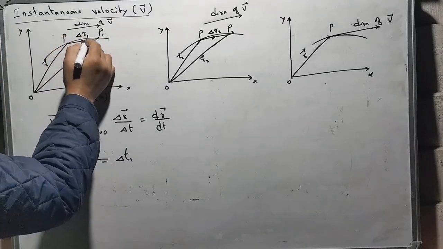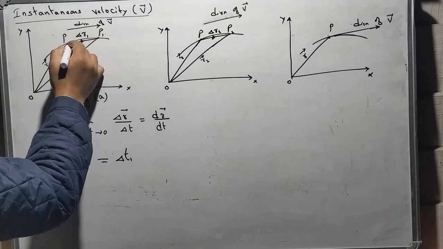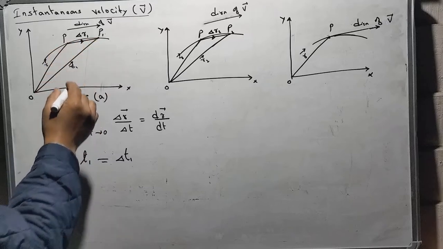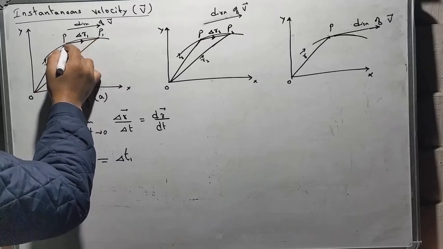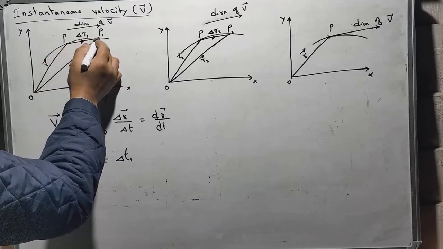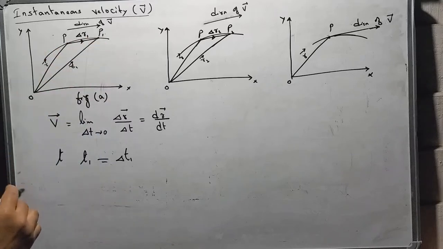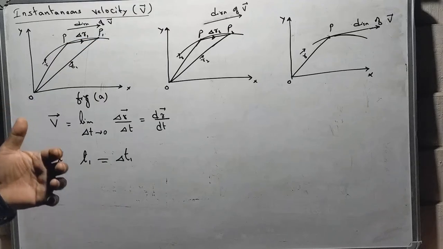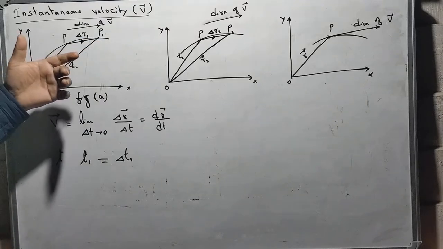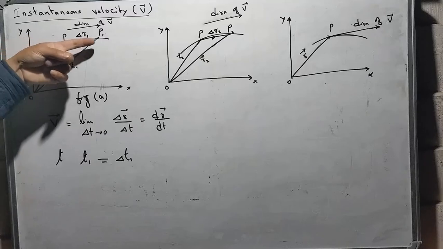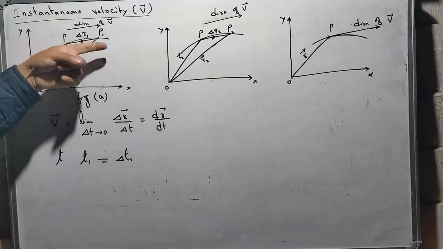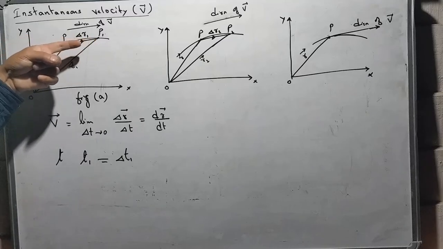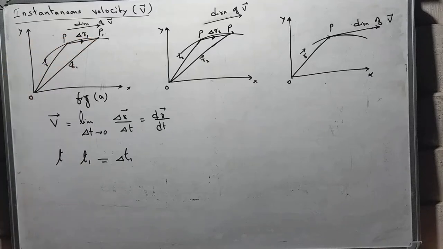Let's say delta R1 is the displacement of the particle from P to P1. Then where is the direction of the average velocity? We have seen just now that the direction of the average velocity is along the same direction as the displacement vector.